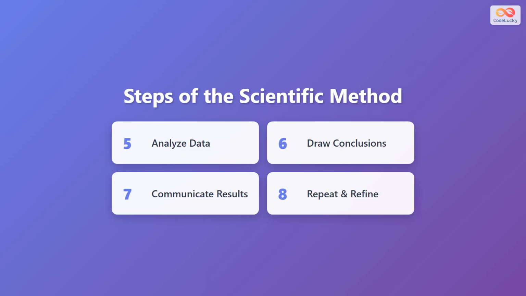After conducting experiments, scientists analyze the data they've collected to look for patterns and relationships. Based on this analysis, they draw conclusions about whether their hypothesis was supported or not. They then communicate their results to the scientific community through publications and presentations. The final step is to repeat and refine the process because science is iterative. New experiments often lead to new questions and deeper understanding.